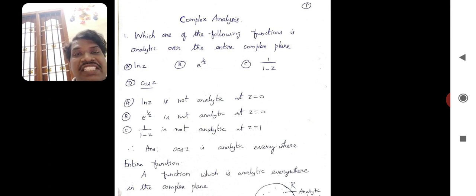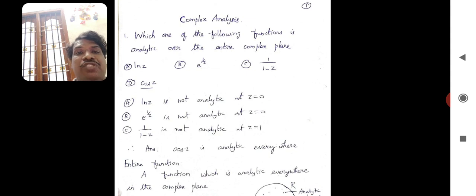In the first choice A, we have the log function, and if you find the derivative of the log function, you get 1 by z, and the derivative clearly does not exist at the point z equal to 0. Therefore log z is not differentiable at z equal to 0, which implies log z is not analytic at z equal to 0. So log z is not analytic over the entire complex plane. So the first option is ruled out.